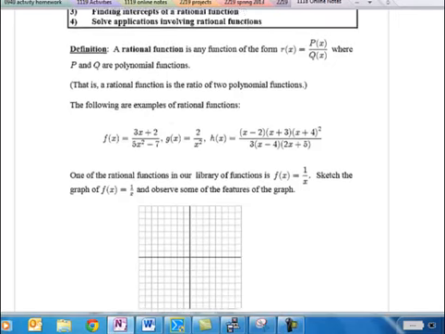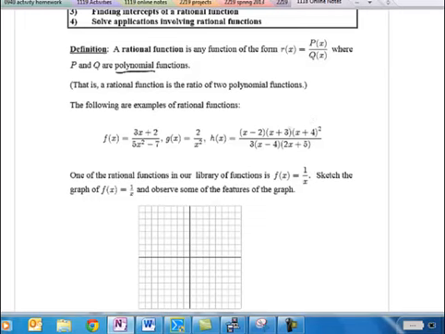So, as I said, we'll start with the definition, and that just says that a rational function is any function of this form, r of x equals p of x over q of x, where p and q are polynomial functions. So the functions we just looked at in the previous video. So the ratio of two polynomial functions.